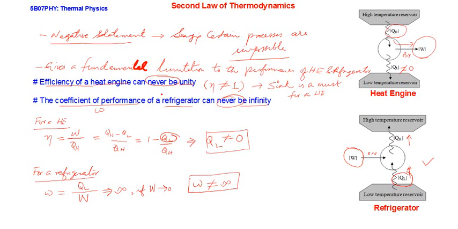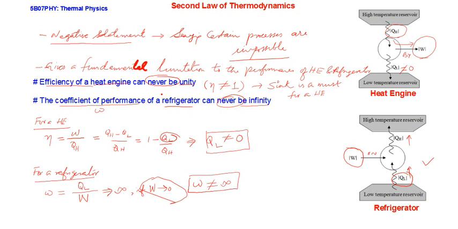For omega to be infinity, the work input should be equal to 0, and you know that with zero input work, it is never going to happen, because it is against the direction of spontaneous flow of heat. That is why I told you that the second law of thermodynamics is actually giving you the explanation why certain things do not occur in nature.